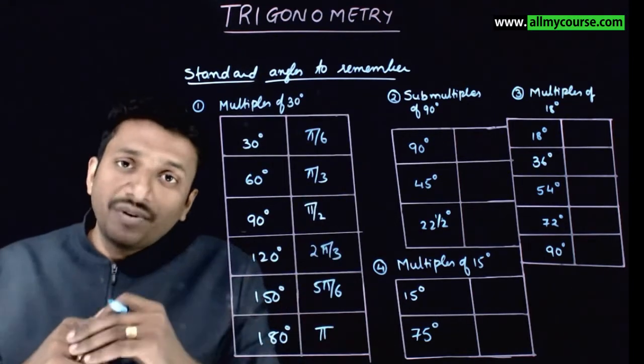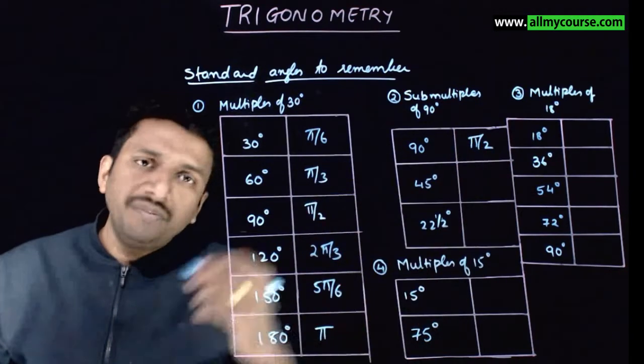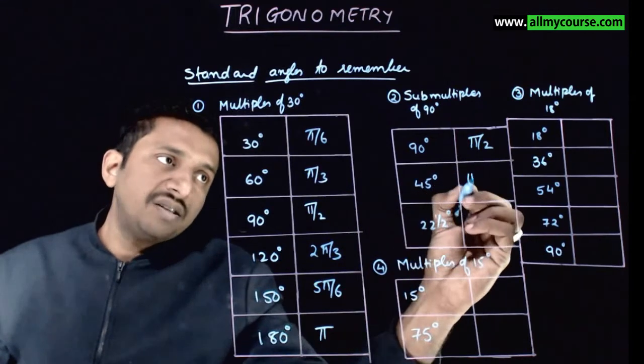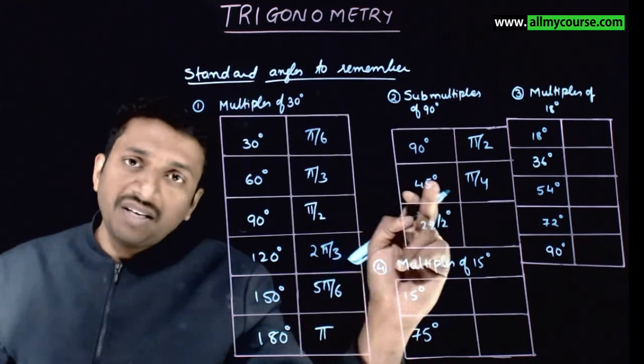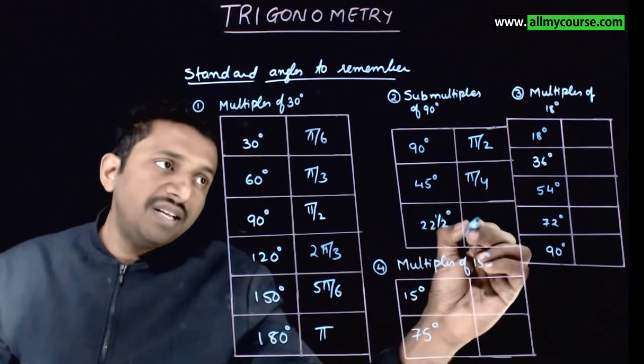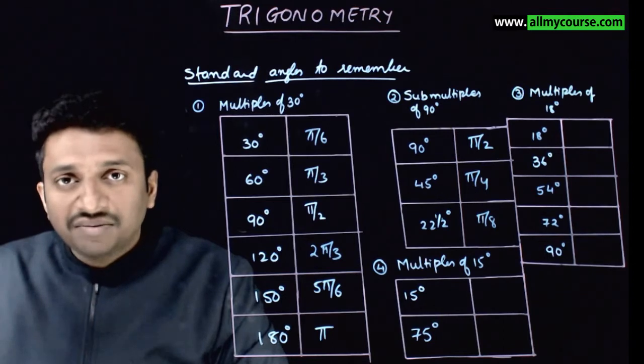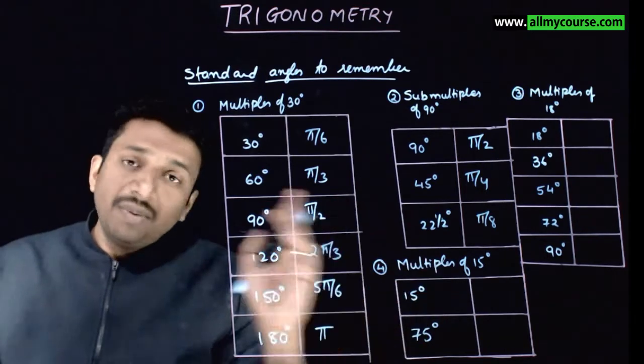Next, let us go for submultiples of 90 degrees. We know that 90 degrees is pi by 2. So half of 90 degrees will be pi by 4. So 45 degrees will be pi by 4 radians. And 22 and a half will be half of 45, that is pi by 8 radians. Now the multiples of 15.